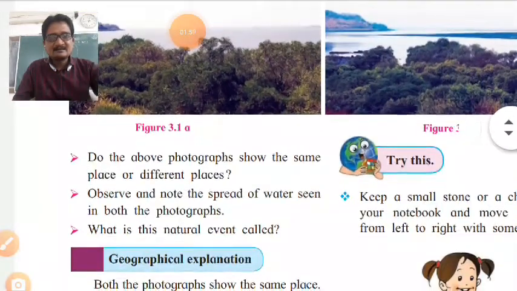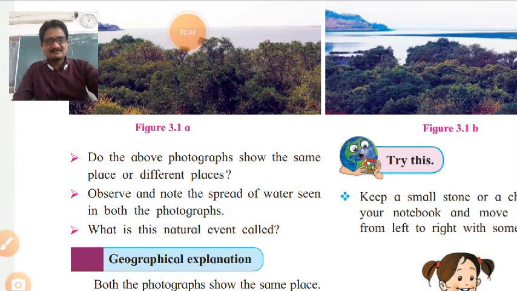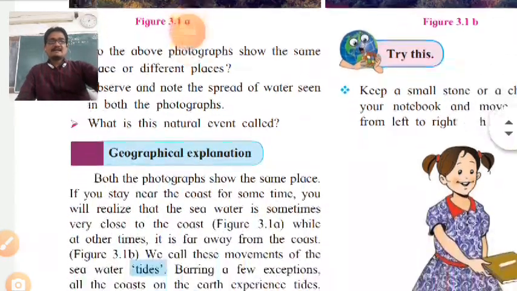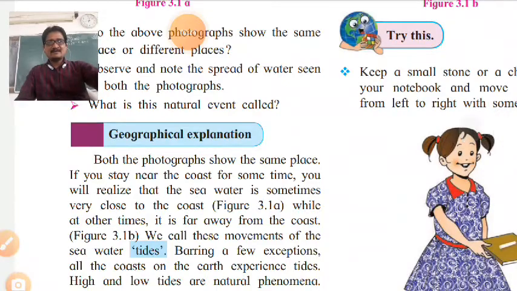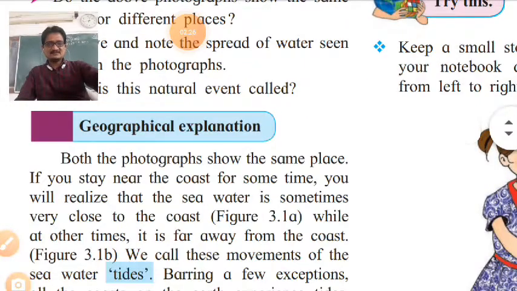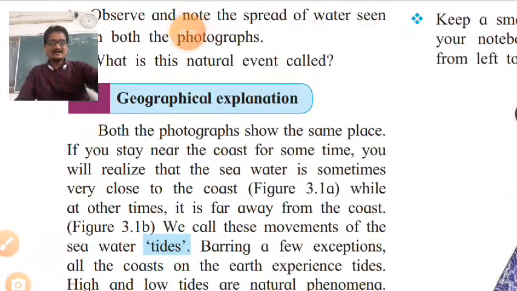Then the third one, what is the natural event called? So what is the name of our lesson? The name of our lesson is tides. So that natural event is called tides. Okay, means bharti ani ohoti, as we can say in our language. Understand? See, an explanation has been given. Carefully you can point out some important characteristics and points.